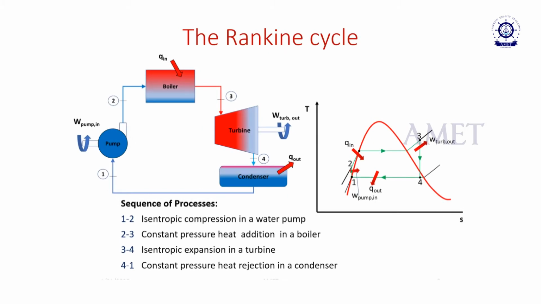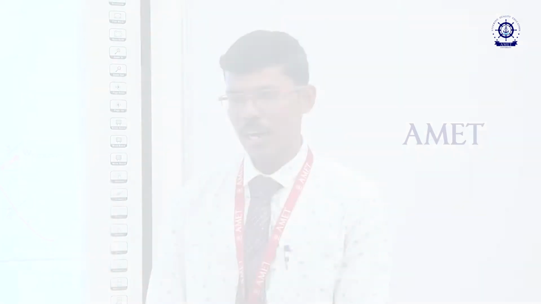Next, in the turbine, the process is an isentropic expansion process. In the turbine, the high temperature and high pressure vapor expands through the turbine and moves the blades of the turbine. As a result, the shaft of the turbine rotates. The turbine shaft is connected to a generator. So with this we can generate electricity.